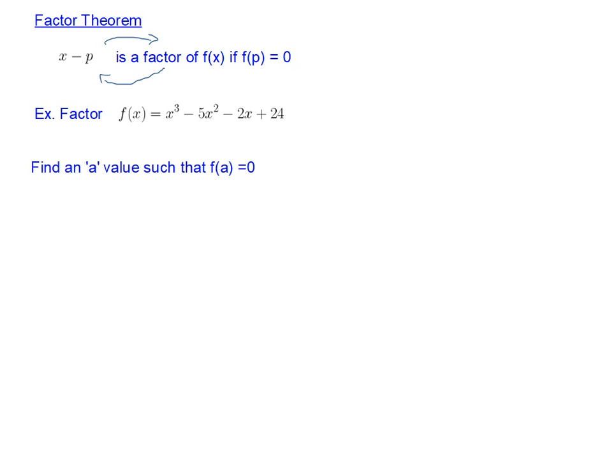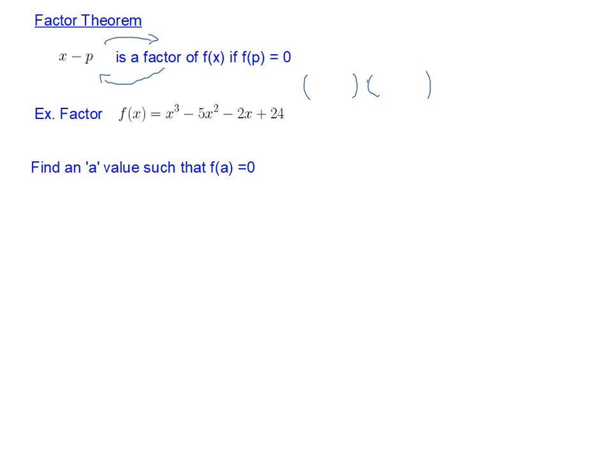Now I want you to think a little bit here about what this looks like. There we go. So think about what that looks like for a second. What values could we substitute in? Well, if you think about it, if this polynomial is factorable, then we know that in the end we're probably going to end up with 3 factors.